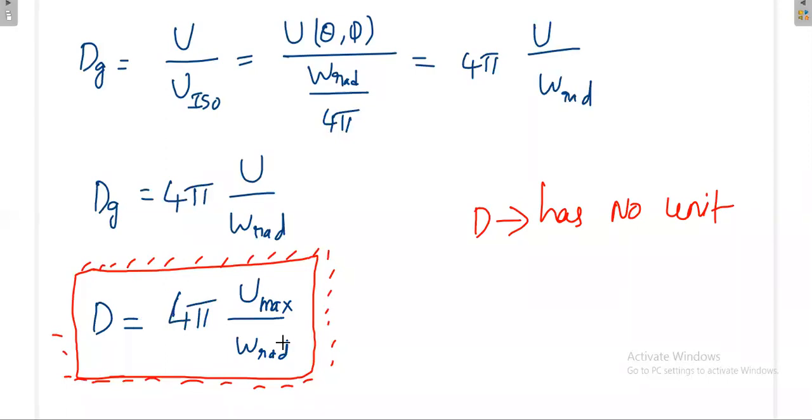Now we have derived some formula for directivity or directive gain, but the formula that I have derived is with respect to the power radiated. Now a new concept comes: input power. So now we are going to define what is power gain.